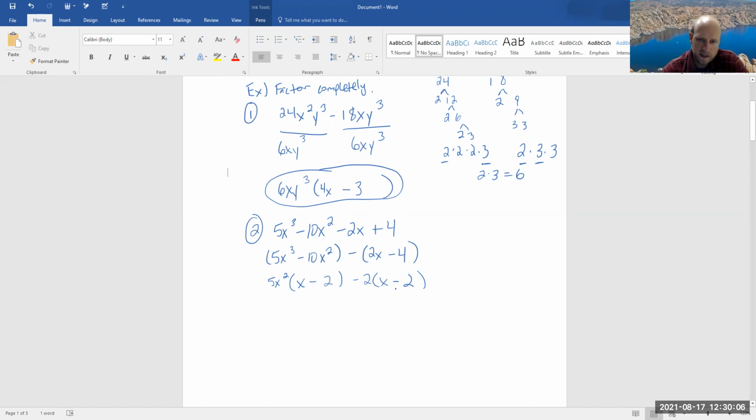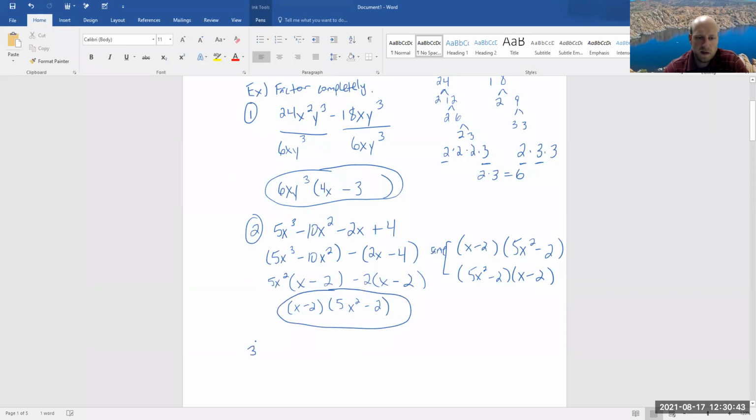Now that we have common factors here, I can put those common factors together and then put the things outside of the parentheses together. And that is now completely factored. I'll just note here that it doesn't matter if we write it like x minus 2 times 5x squared minus 2 or 5x squared minus 2 times x minus 2. Those still mean the same thing. So these two mean the same.